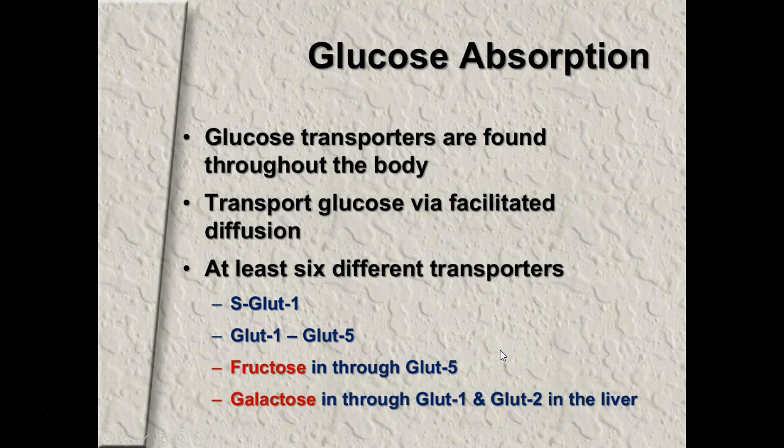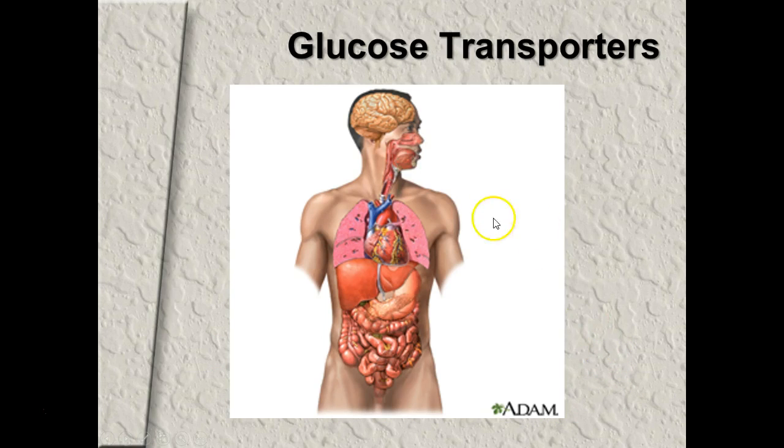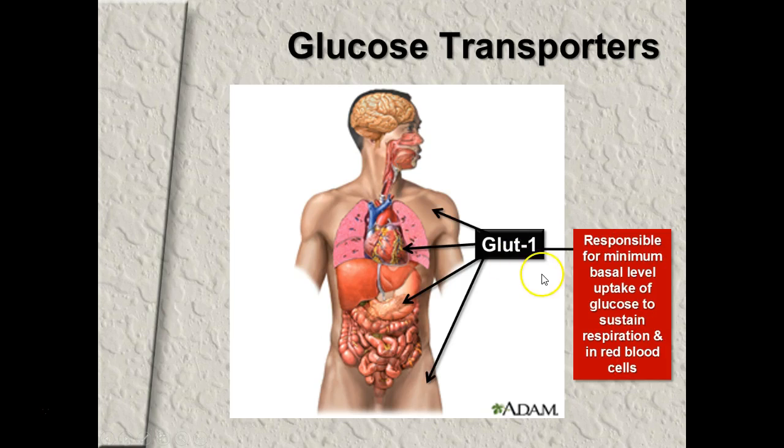And then galactose, again another isomer of glucose, is able to get into the liver through GLUT1 and GLUT2, where it gets changed into glucose where it can actually be used. Galactose is not going to be used directly by our cells. So what I've done to help you remember them is I've included an image of the human body here with the various organs, and then pointed out where things are located.